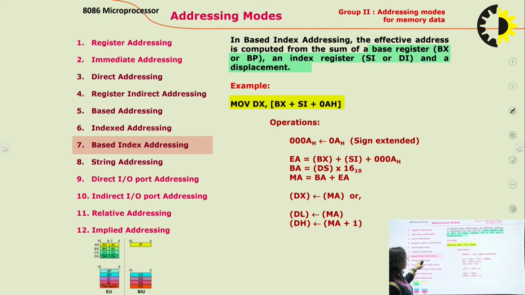Next is base index addressing. Herein, the effective address is specified as base plus index plus an 8 or 16-bit displacement. The segment register used is the data segment, and the content of this address and address plus 1 is copied. That is, data segment into 10 plus BX plus SI plus 0A. This will be the physical address. The content of address and address plus 1 is copied to DL and DH respectively.